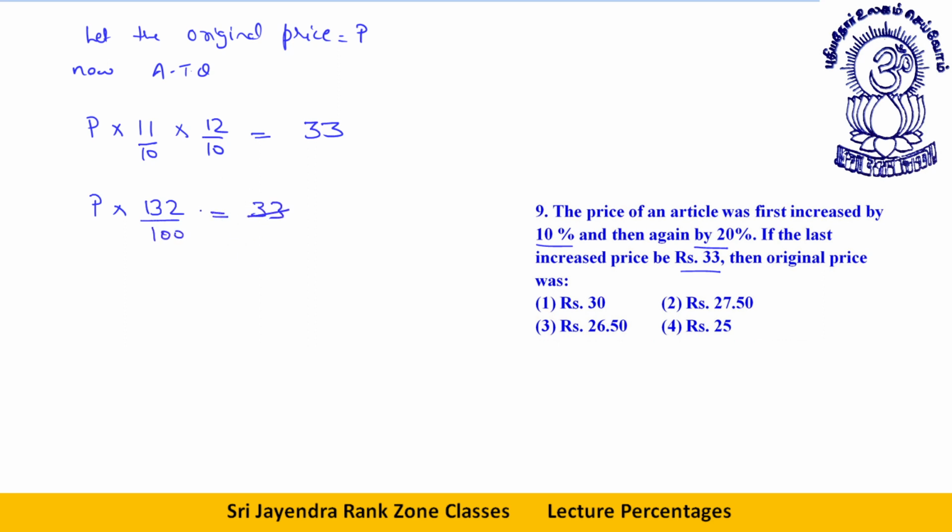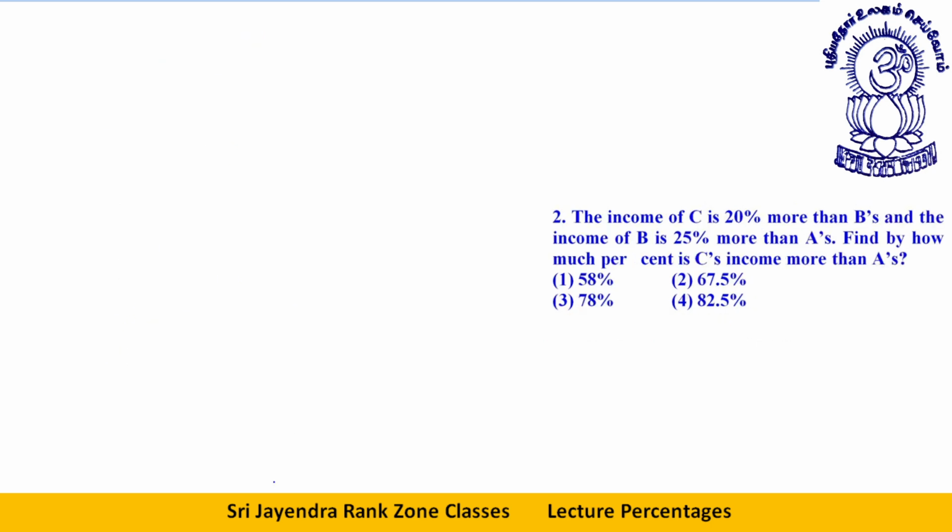So far clear. You can directly cancel this, you will get a 4. So what you get, 4P is equal to 100, or you can say P is equal to 25. I am sure, my dear students, it must be clear to all of you. Let the original price be P, therefore P is equal to 25. This is your answer. The original price is this much.